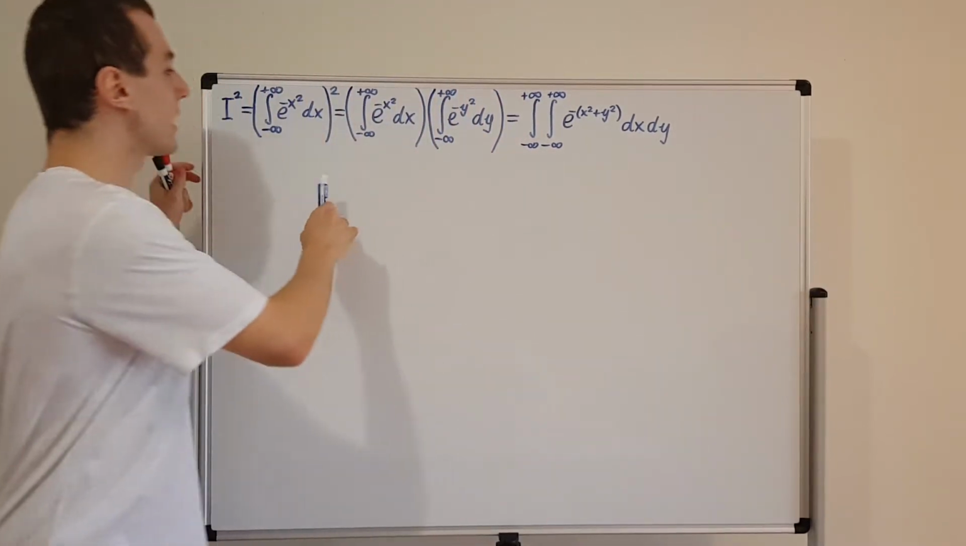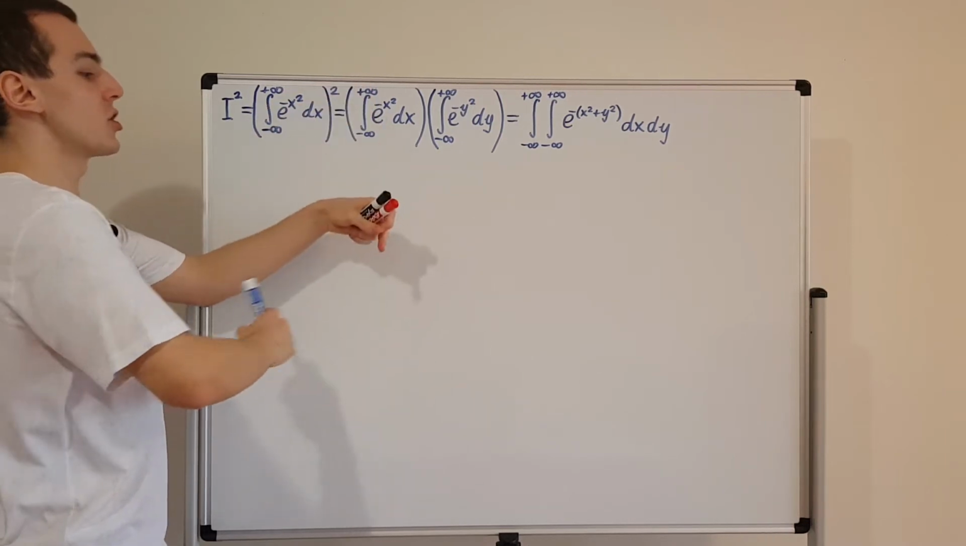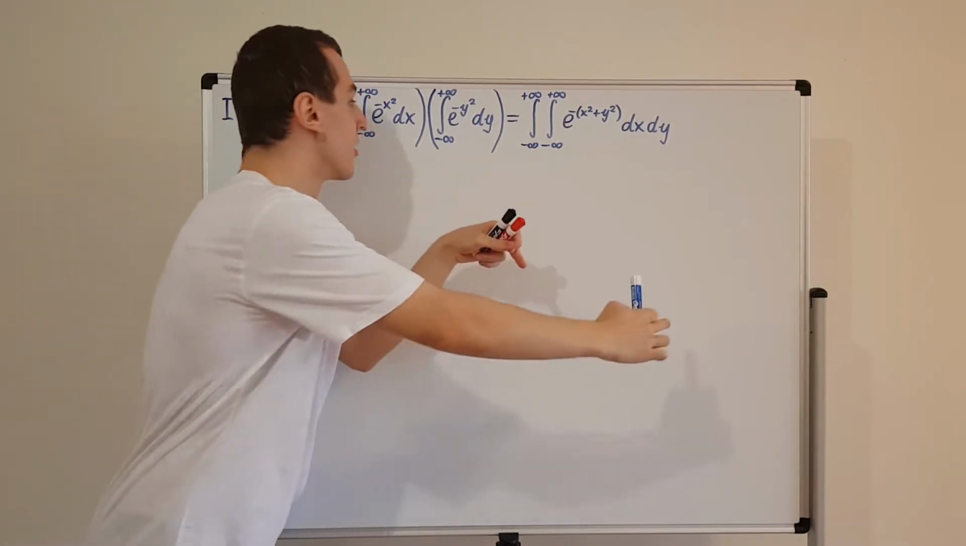So what does this look like if we graph it? If we graph it and we have the function as a function of x, that's just going to be a single variable function.